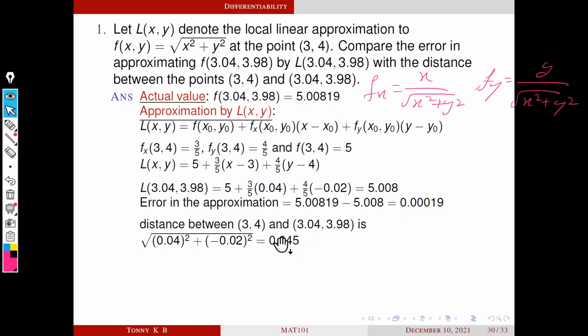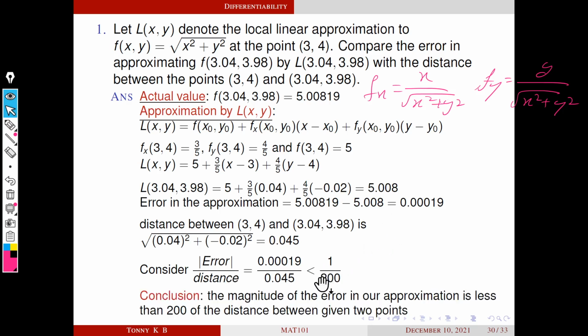This is the error. It is clear that this error is much smaller than this distance. How much smaller? You simply consider the ratio of error by distance. So that is less than 1 by 200. And what is the meaning? The meaning is the magnitude of the error is less than 1 by 200 of the distance between the given 2 points. That means the error is less than 200 times smaller than the distance between points. Okay, that means this linear approximation is better.